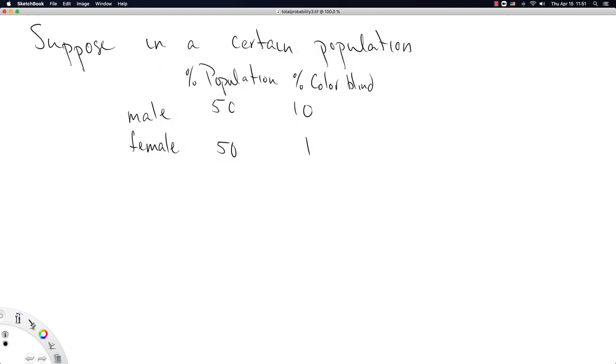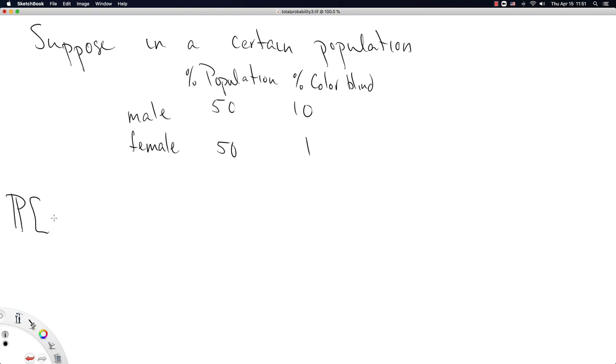Okay, so here's our first example. Suppose in a certain population, there is exactly 50% males and exactly 50% females. That's not a very realistic scenario, but it helps make our problems easier. So I'm just going to go with it, even though I don't quite like it myself. We will suppose there are 50% males and 50% females, and the males make up 10% of the colorblind individuals in this population. The females make up 1% of the colorblind individuals in this population.